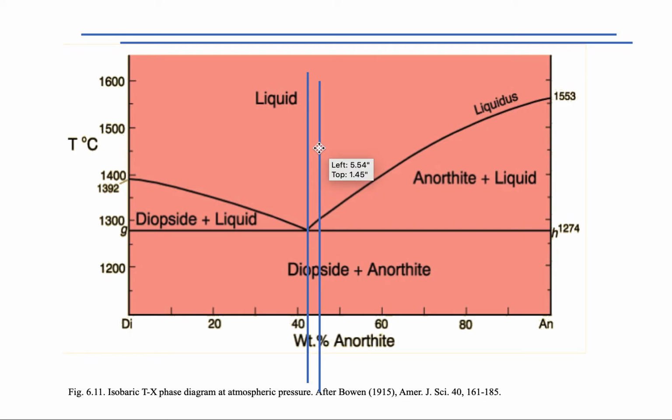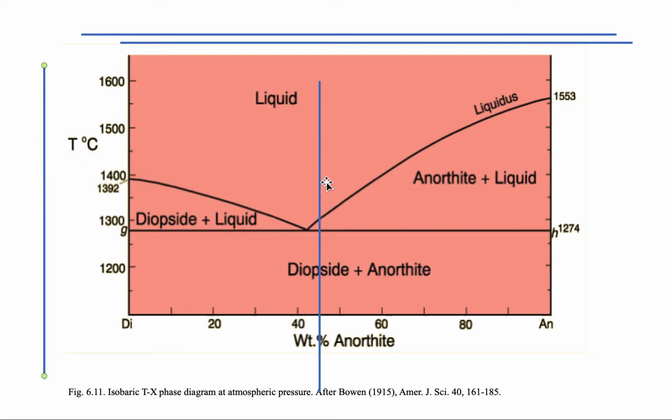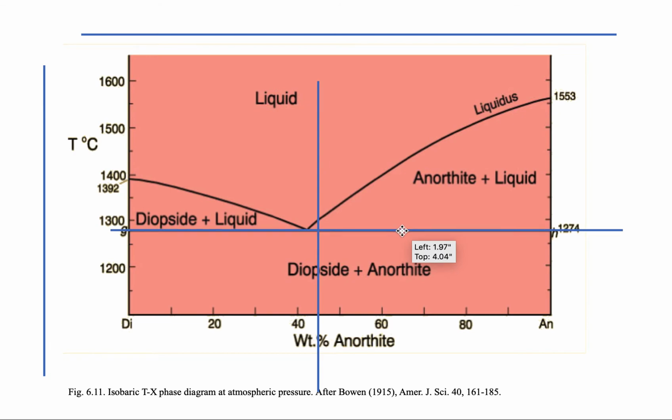Over here, the way I've selected this bulk composition, let's get this out of the way. So here's our bulk composition here at 45 weight percent, about as close as I can get it to 45 weight percent anorthite. So that means this bulk composition is mostly diopside. It's 55 weight percent diopside. As we begin heating this rock, the rock will get hotter and hotter until we reach a temperature of 1274.